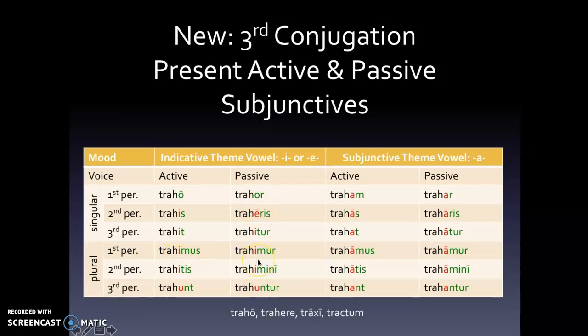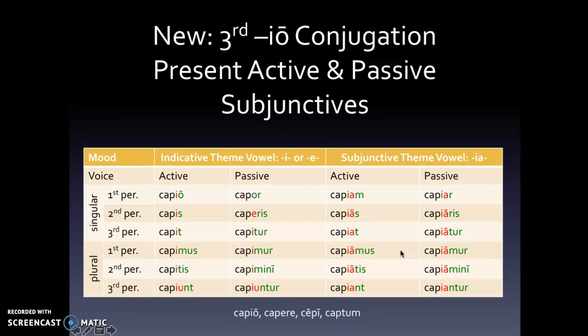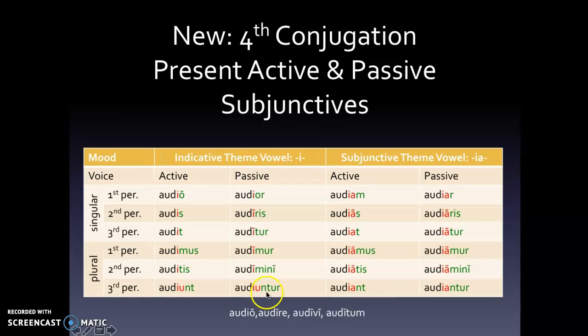Most often you have an I, sometimes it's an E, but in the subjunctive it's always going to be an A. So if you see a verb that has an A as its thematic vowel, and it looks like it normally should have something else, you're probably looking at the subjunctive. Third I-O, same thing, except you've got an I in front of the A. And our fourth conjugation, we pretty much always have an I for our thematic vowel in the indicative. We have an IA for our thematic vowel in the subjunctive.